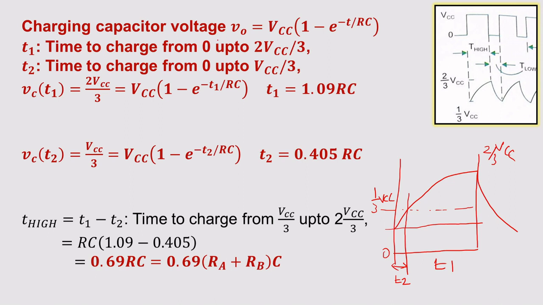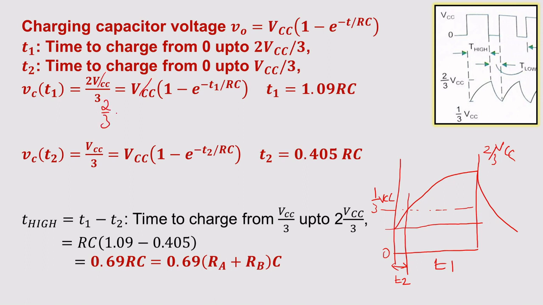So the charging capacitor voltage V0 equals VCC into 1 minus e power minus t by RC. T1 is the time to charge from 0 to 2/3 VCC. So I am taking it as T1. I am customizing the equation: VC at T1 equals the maximum voltage, 2/3 VCC, equals VCC into 1 minus e power minus T1 by RC. If you solve, you will get T1 equal to 1.09 RC.